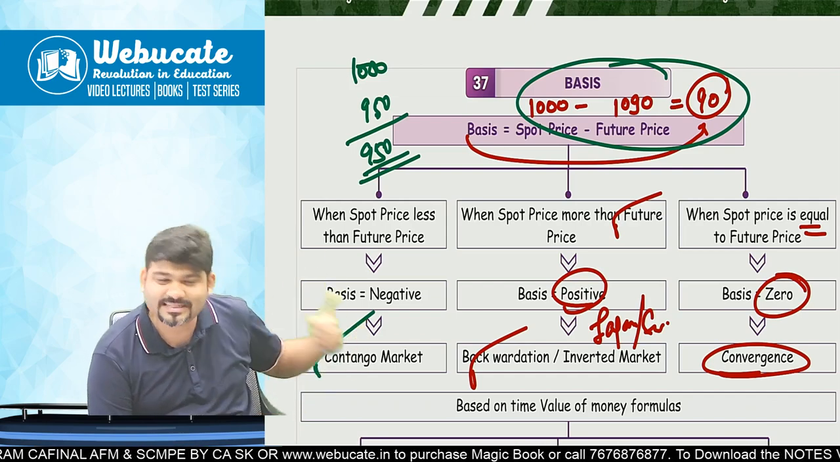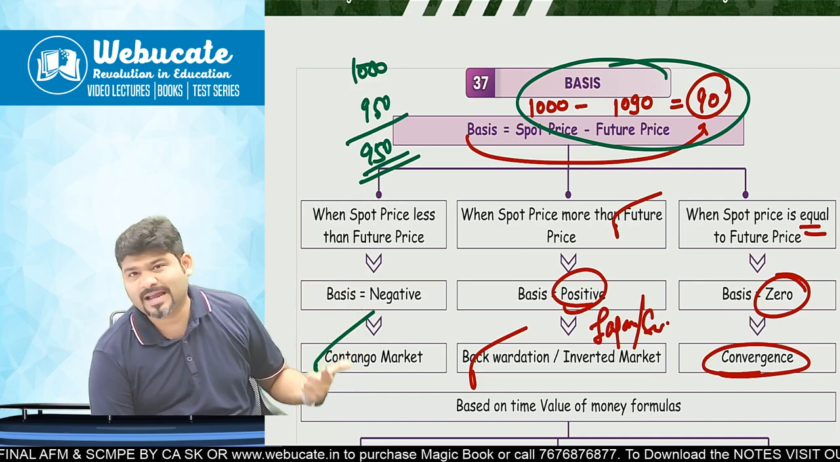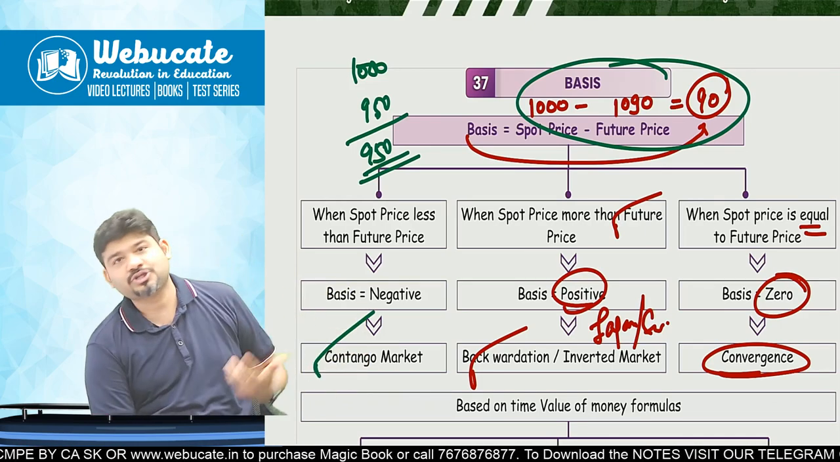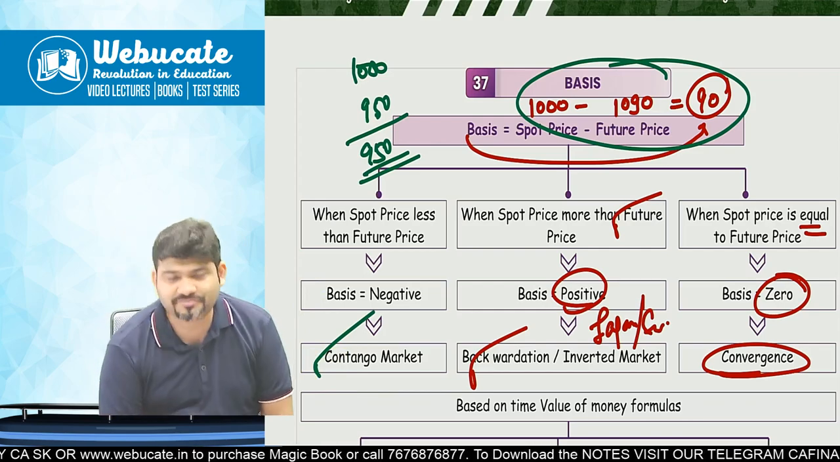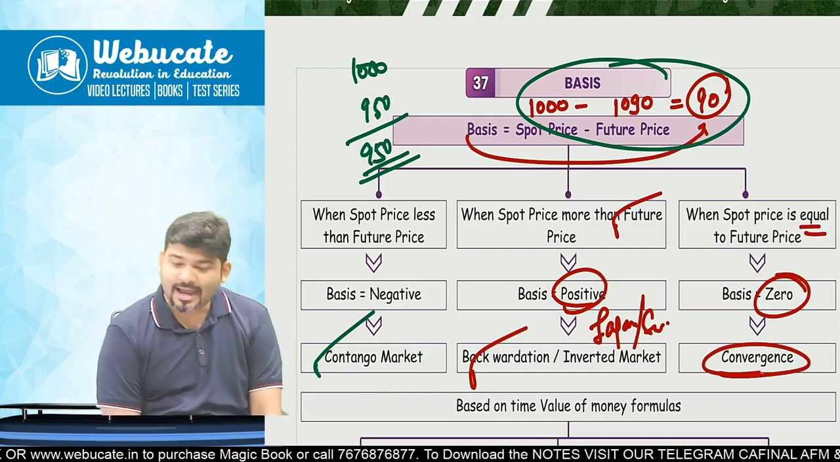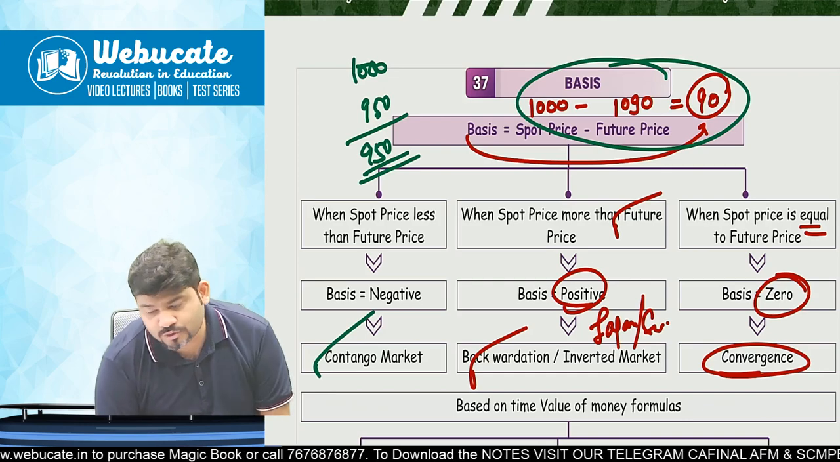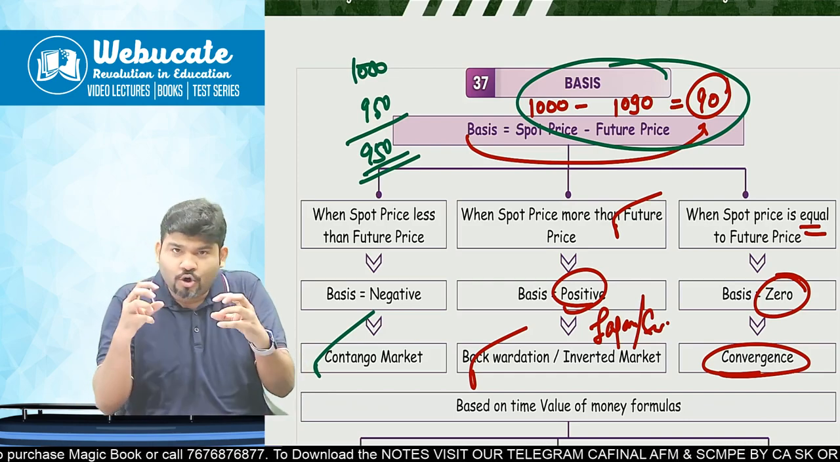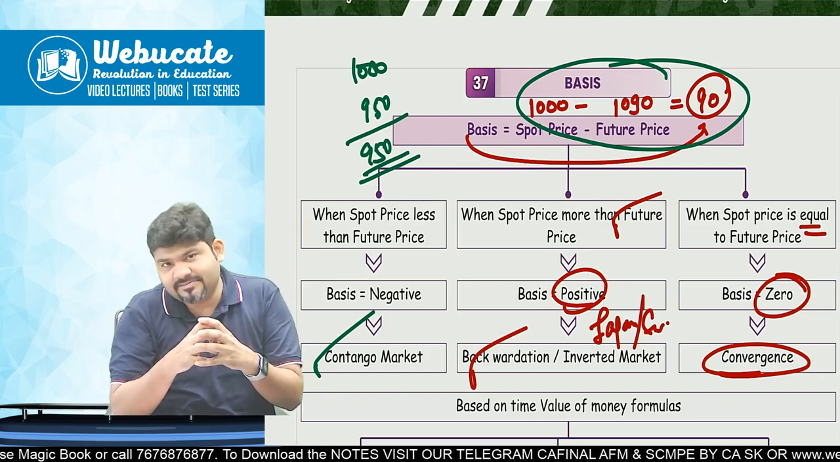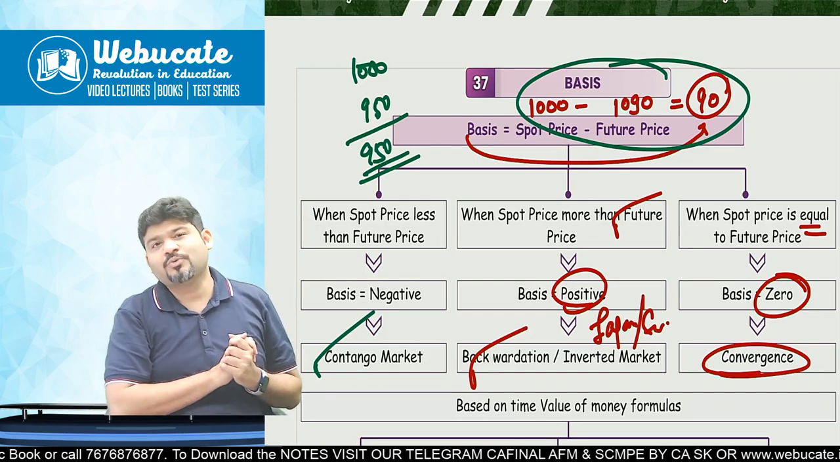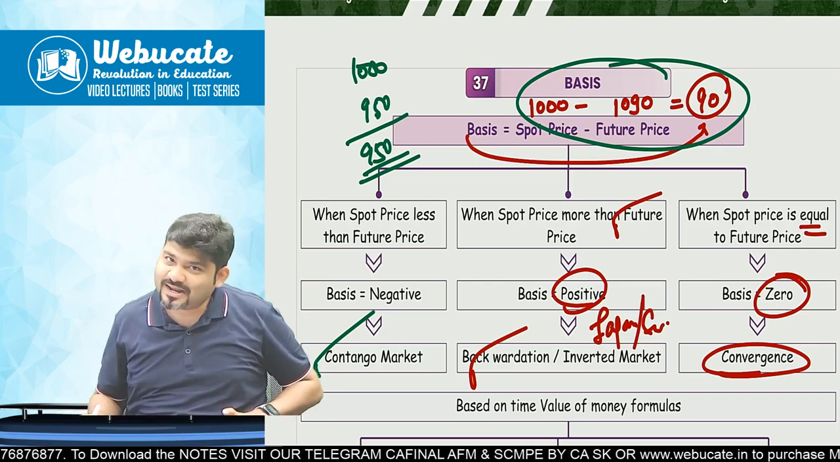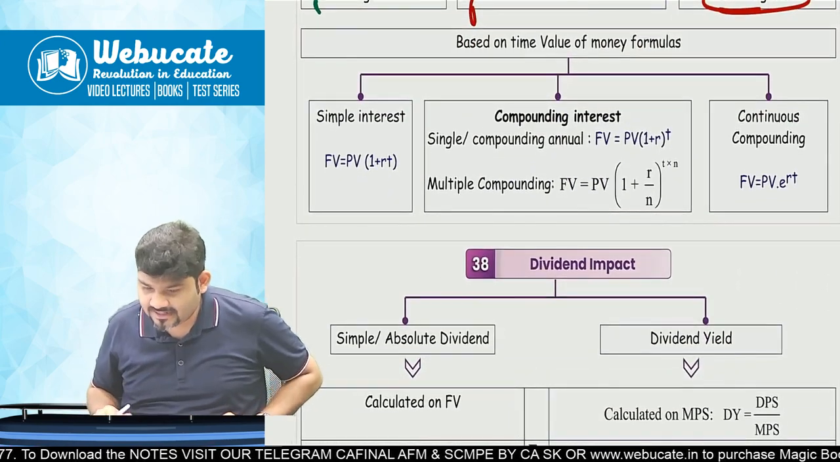Basis is always negative. When futures price is less than the spot price, basis is positive. Backwardation market, which can be a case of Japan or Switzerland. And then when spot price is equal to future price, basis is zero. When the interest rates are very low and there is also a dividend, which could be a case of the USA or UK developed market, that is called a convergence market. Got it, everyone? Yes, sir.